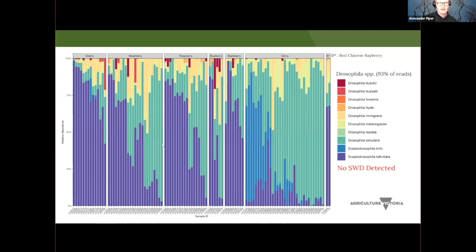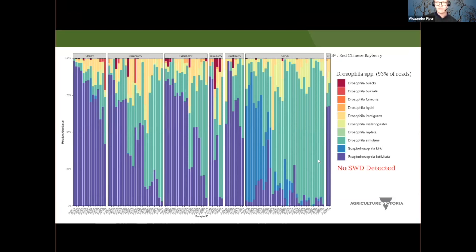And what we saw was the cherries, the strawberries, raspberries, blueberries, and blackberries, all these soft fruits, which are primary hosts of spotted-winged Drosophila. Their Drosophila communities were quite similar, while the citrus orchard was kind of dominated with some different taxa.